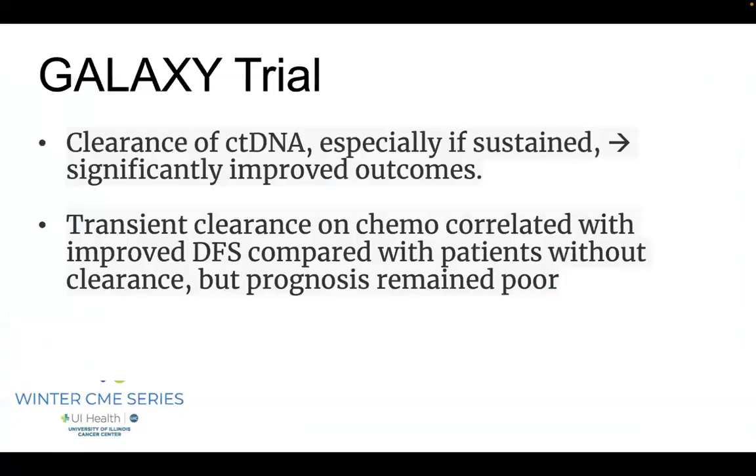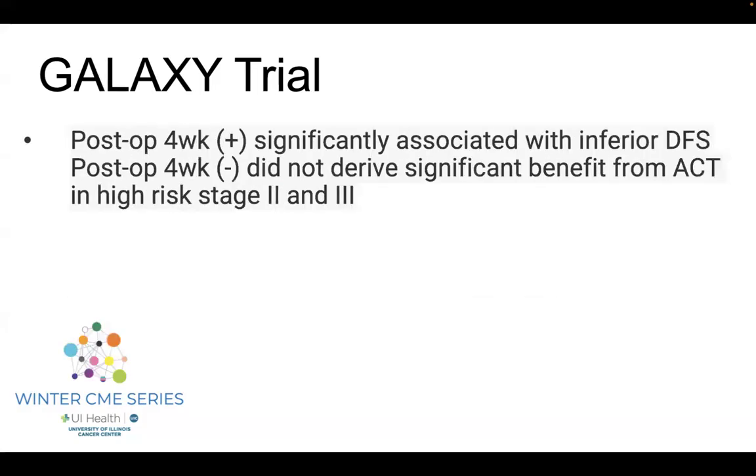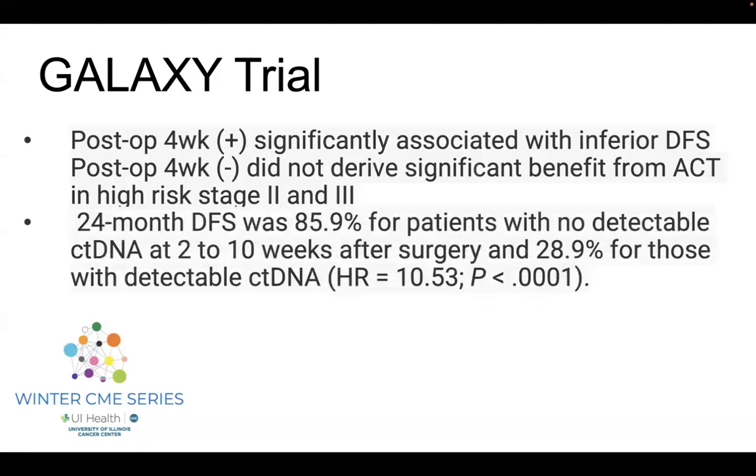So this trial concluded that the clearance of ctDNA, especially if it was sustained, significantly improved outcomes. And it also showed that transient clearance on chemo correlated with improved disease-free survival compared with patients without clearance, but the prognosis again remained poor. Post-op 4-week positive ctDNA testing was significantly associated with inferior disease-free survival. And if you were negative ctDNA at the 4-week mark, those patients did not derive significant benefit from adjuvant chemo in the high-risk stage 2 and 3 population.